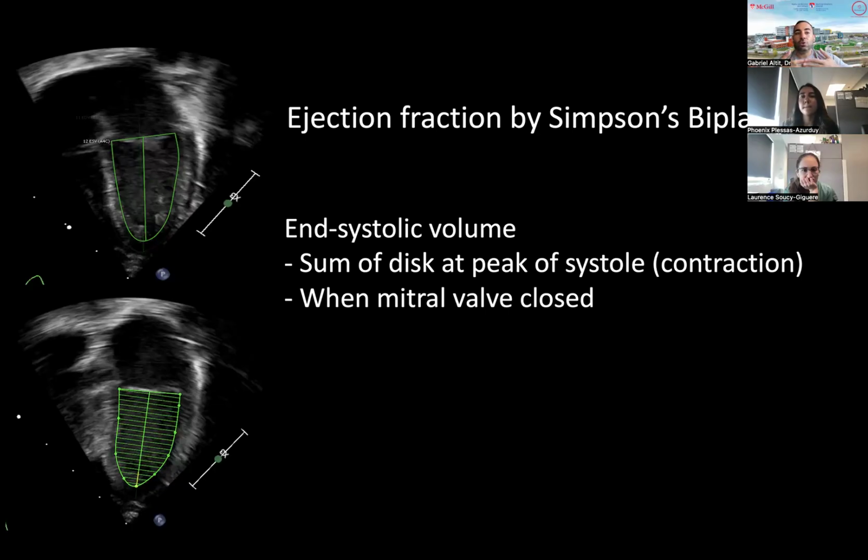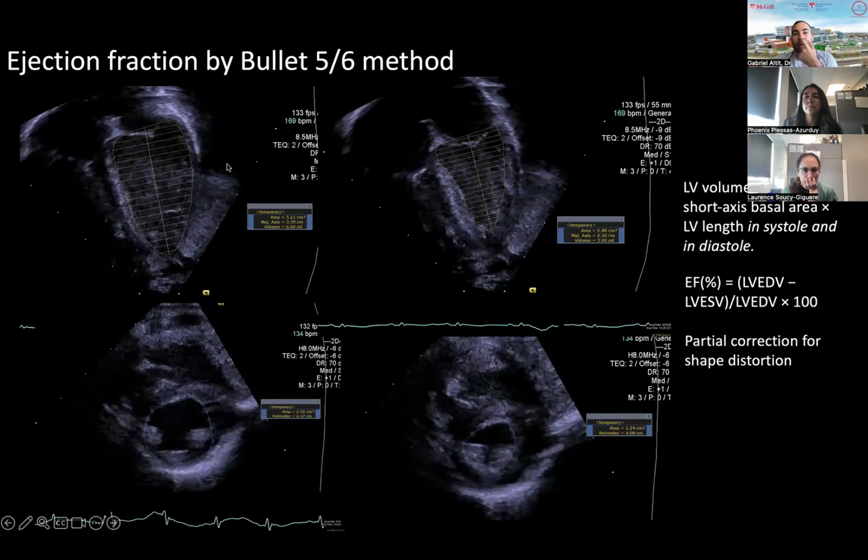And so that's one example of the most classical and standard way of calculating ejection fraction. You can also use strain, which will track your left ventricle in systole and diastole and provide you with this maximal end diastolic volume, minimal end systolic volume based on these assumptions, and then provide you with the ejection fraction. Another method is the 5/6 bullet method.